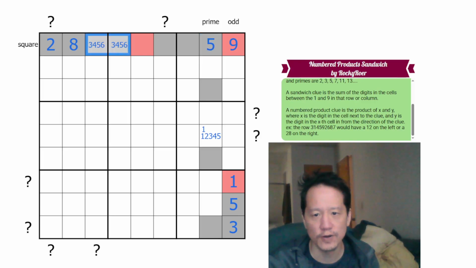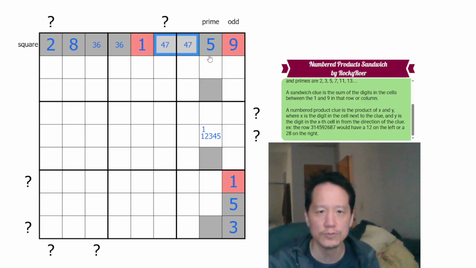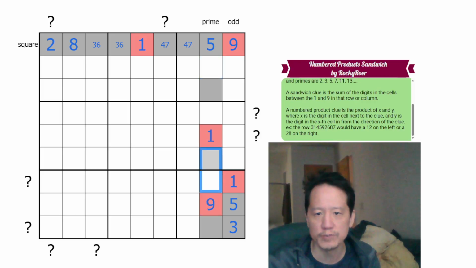So this cannot be 4, 5. This becomes 3, 6. This is a 1, and this has to be 4 and 7, adding up to 16. So this is 5, which forces this to be a 1. So this is a 1. 9 cannot be here, so 9 has to be here. So this has to be 9, which makes this 2 and 3. This can't be 3, so this must be 2, which makes that a 3.